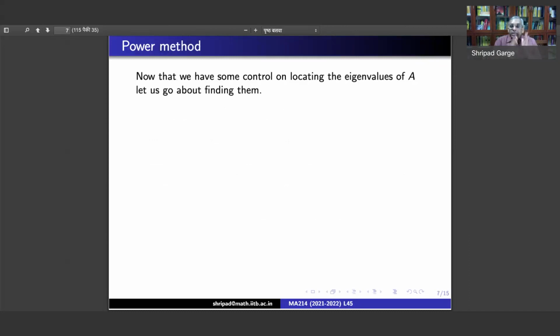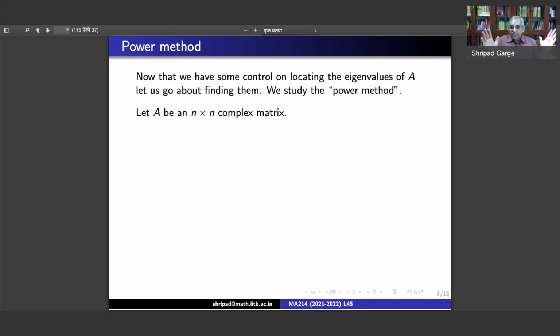The only method that we will study in this course is called the power method. It's an extremely simple and elegant method. It's a real surprise why this method works so many times. The only answer perhaps is that mathematics is beautiful and very interesting. It behaves very naturally. So how do we work with this method? We start with an n by n complex matrix.